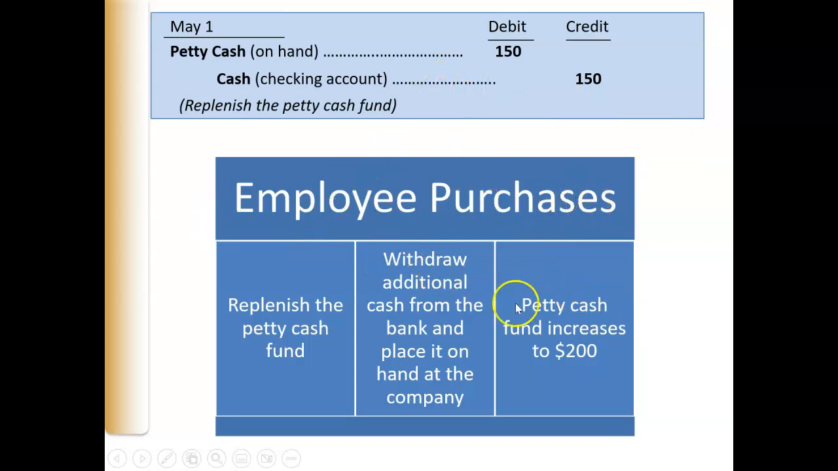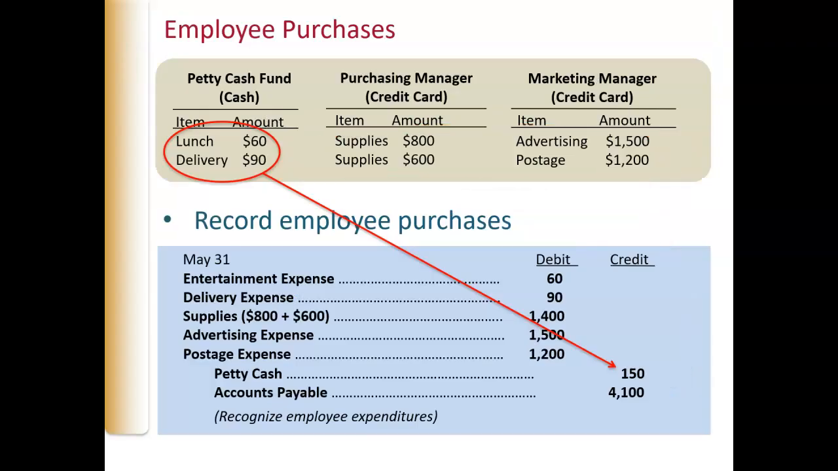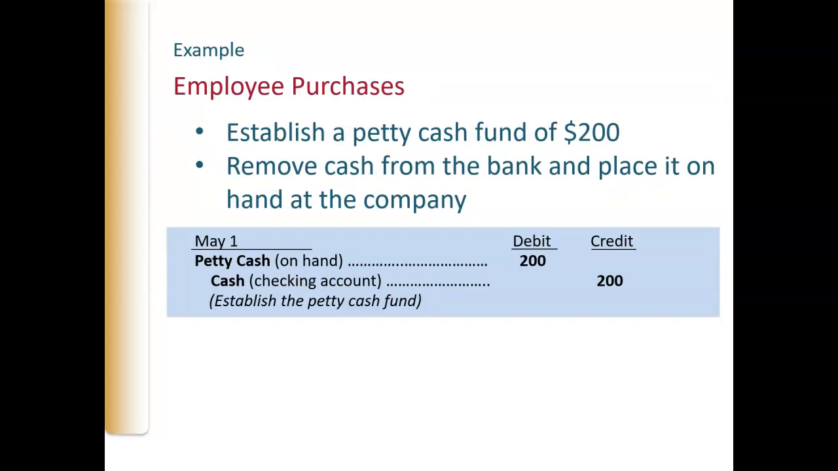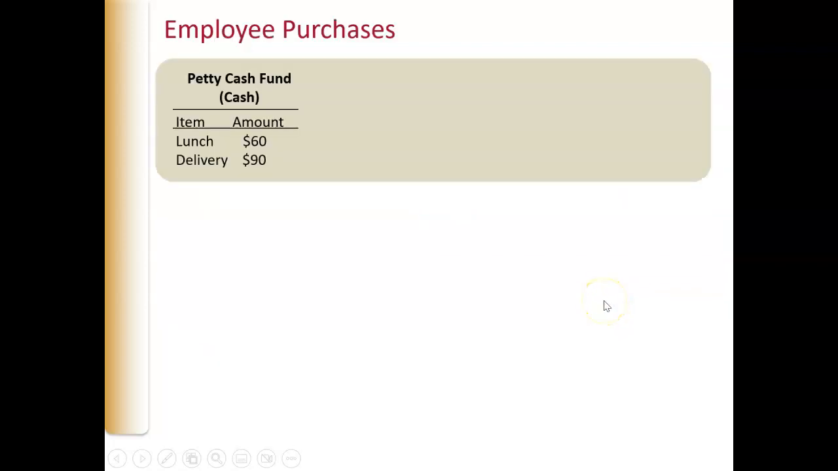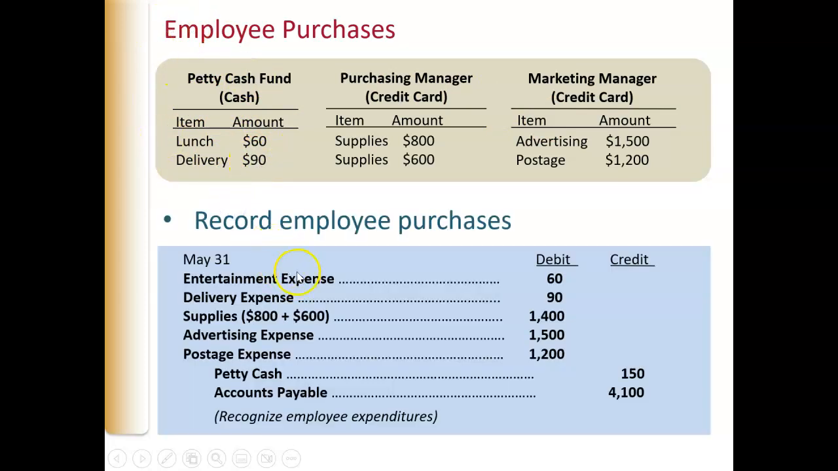Oftentimes, there might be needs for employees to purchase various small items. So here's a perfect example of employee purchases. You establish a petty cash fund, you debit the petty cash of $200, credit the cash. Then, let's just say various items happen, that there was lunch and there was a delivery for the petty cash fund. So we would show those in petty cash, and if these items were purchased using credit cards, that's not part of the petty cash. These credit cards would be in accounts payable, okay?